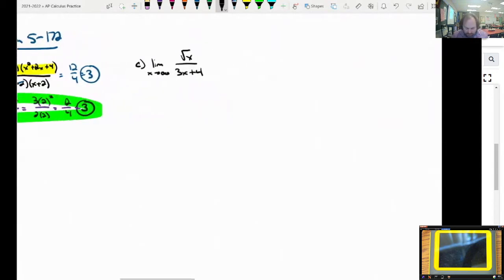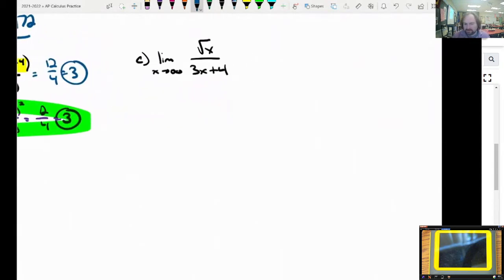And again, L'Hopital's rule says that since this limit is an indeterminate form, this will equal the limit as x approaches infinity of its derivative. So how about 1 over 2 roots of x, which is the derivative of the square root of x, divided by 3.